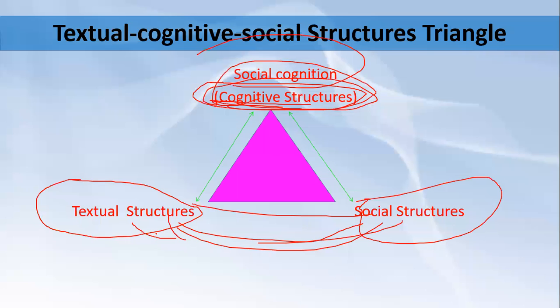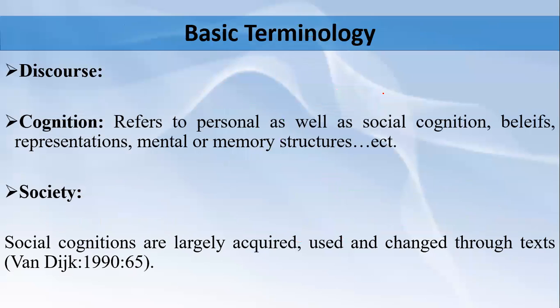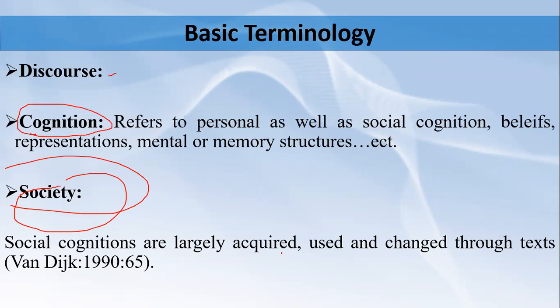Now coming to the basic terminology, we have got three things, as I told you. Textual structures, which is the discourse. The discourse is produced in society. We have the social structures, meaning the society, and here we have the cognitive structure, meaning human mind or human memory, cognition. Now discourse is already clear to you: language in use. Society is also clear. The various practices, norms and values, rituals, social beliefs, social ideologies, social representations, all these things combinedly constitute society. Now our focus in today's lecture must be on cognition.